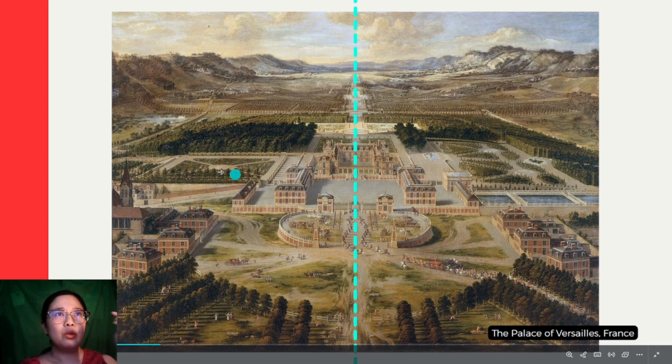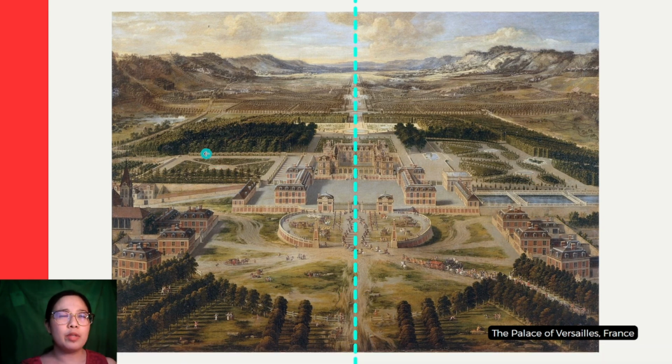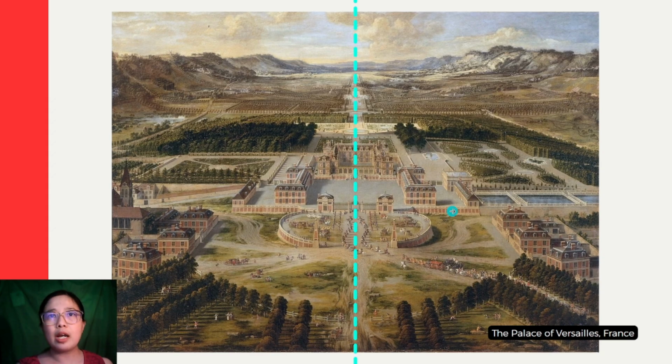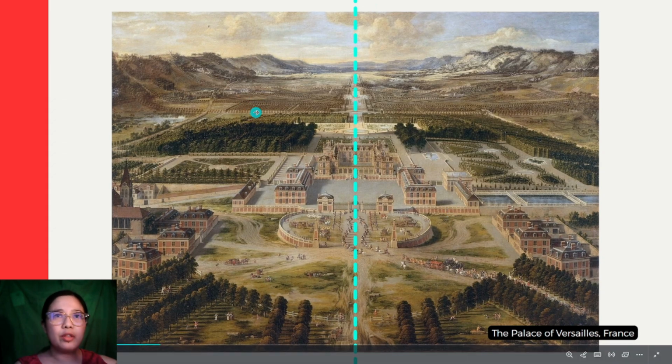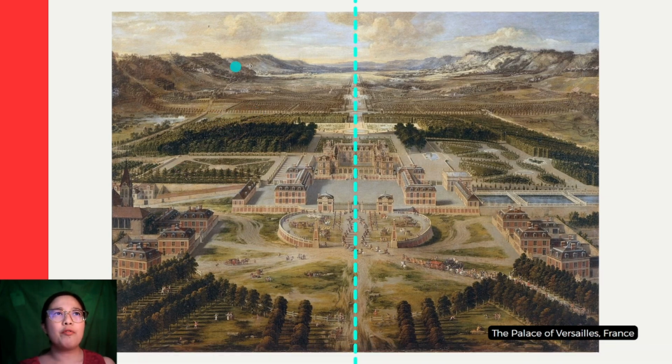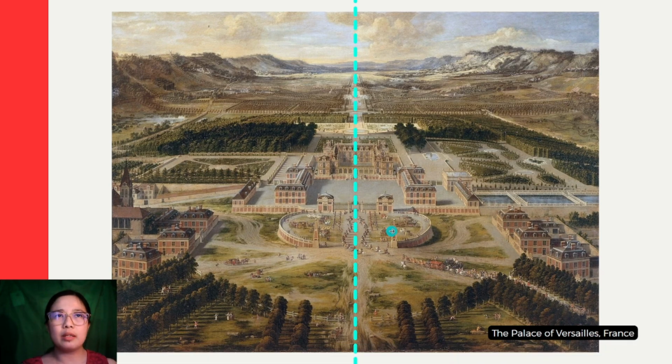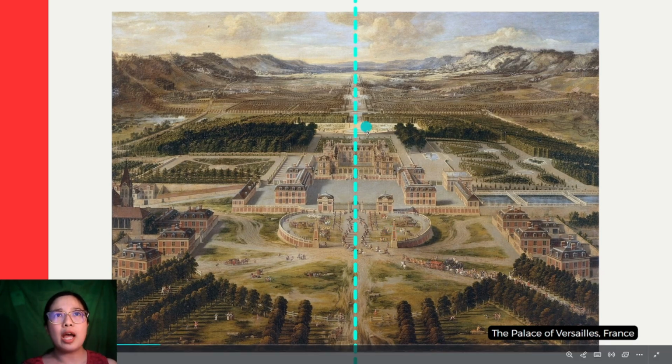Wherein the elements from this side on the left and the right side are balanced. So it does not have to be symmetrical, but it implies balance on the two sides of this complex. Okay, so again, it does not have to be symmetrical, but it should be balanced enough. So that is your axis.